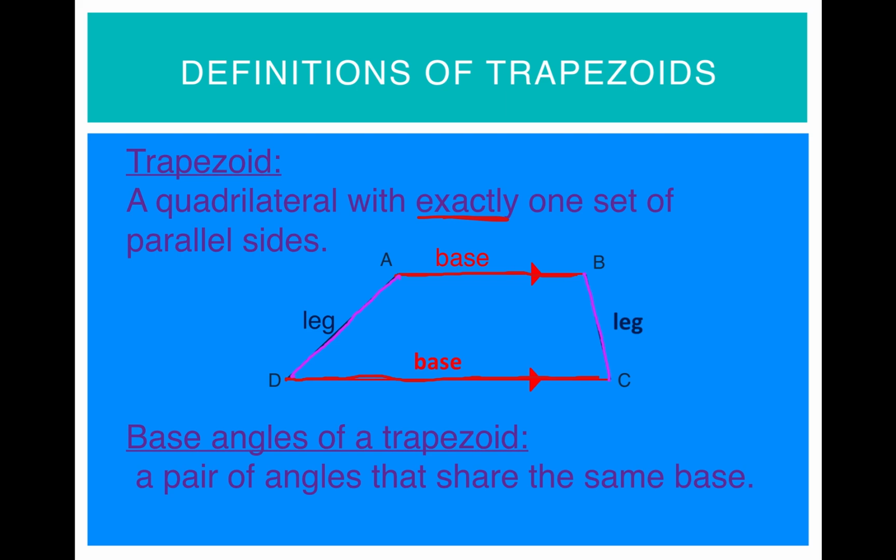Those aren't parallel. The other thing about a trapezoid is our base angles. We call our base angles the pairs of angles that share the same base. So for example, this angle D right here and angle C, those are a pair of base angles. Same with angle A and angle B. They're also base angles because they are on either side of the base AB. Those are our two pairs of base angles.